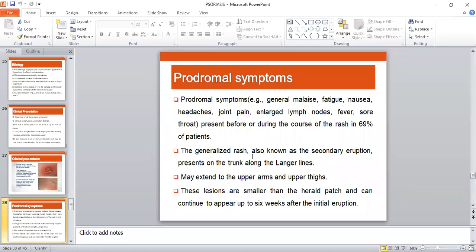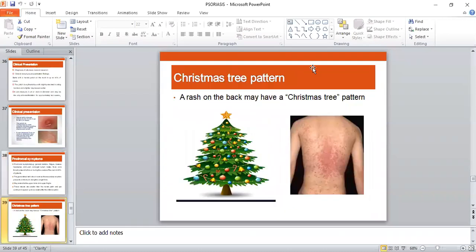The generalized rash, also known as the secondary eruption, presents on the trunk along the Langer lines. So this is a Christmas tree pattern, and it may extend to the upper arms and the upper thighs. The lesions are smaller than the herald patch and can continue to appear for up to 6 weeks or even up to 1 year. This is the Christmas tree pattern. A rash on the back may have a Christmas tree pattern. You can see both are in the same manner.